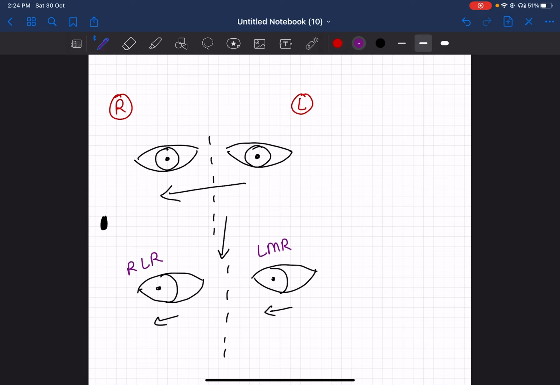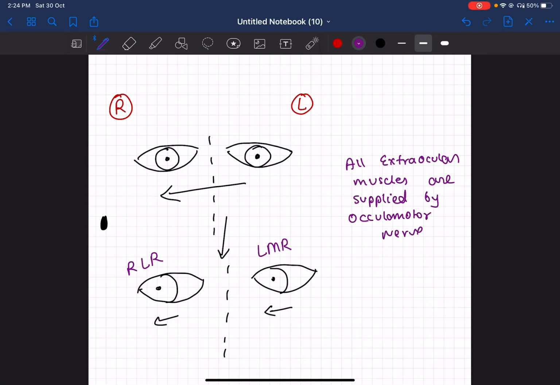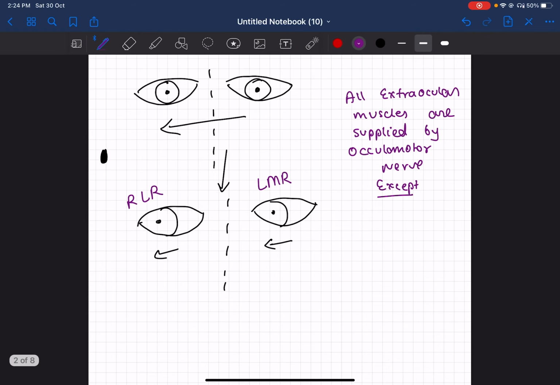We know that all extraocular muscles are supplied by the oculomotor nerve, except, so there are two exceptions which we have been studying since time immemorial. That is, we remember it as LR6 SO4.